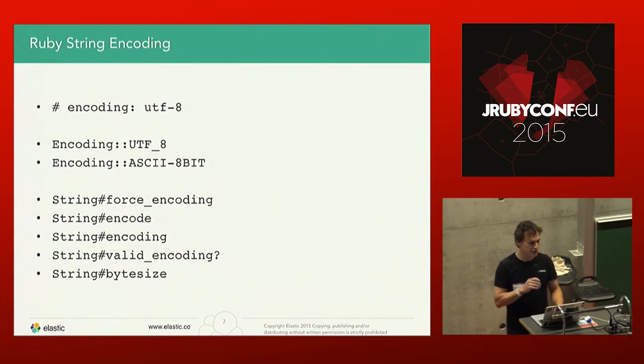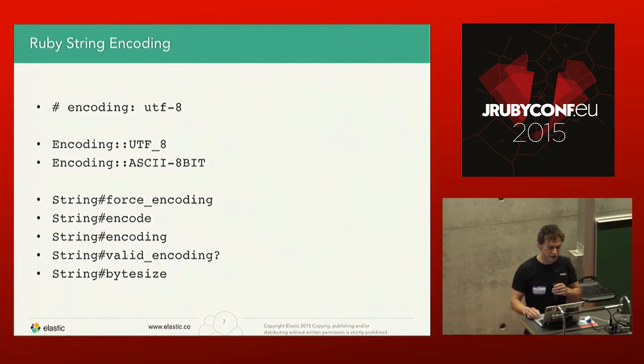There are classes and constants you can use, UTF-8 and ASCII 8-bit, and it is important to understand what ASCII 8-bit is. We're going to see the equivalent in Java, which is ISO 8859-1. This is actually a transparent 8-bit character set, so it's equivalent to saying no encoding, right? Most of these encoding methods are in the String class. You have force_encoding, encode, and encoding, which gives you what encoding the string is in right now, valid_encoding?, and the actual bytesize of a string.